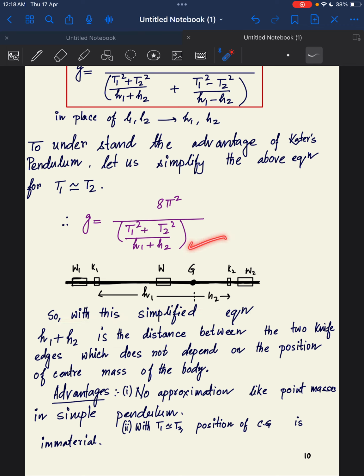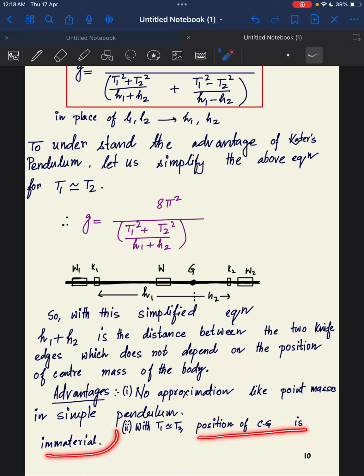So this is very easy, and this is also much easier than the compound pendulum. And we can say Kater's pendulum is also a type of compound pendulum, but it is also known as the invertible pendulum, because both ways we can oscillate and we can find the time period of oscillation. Now what are the advantages of Kater's pendulum? There is no approximation like point mass, so there is no difficulty in measuring L.